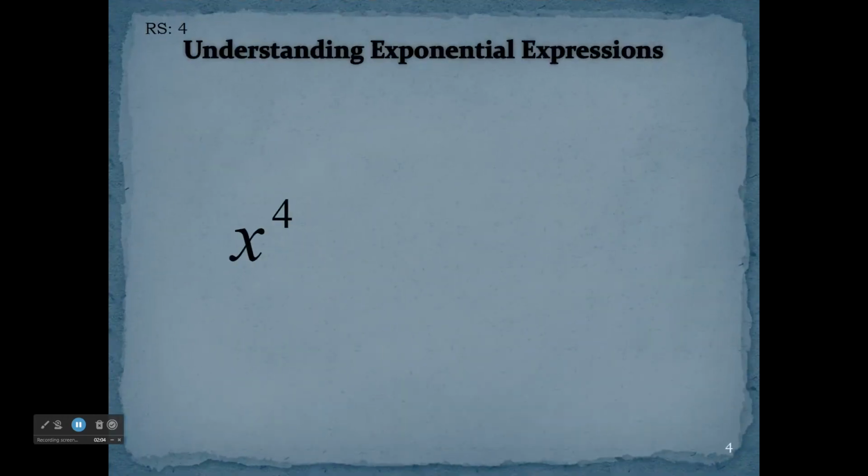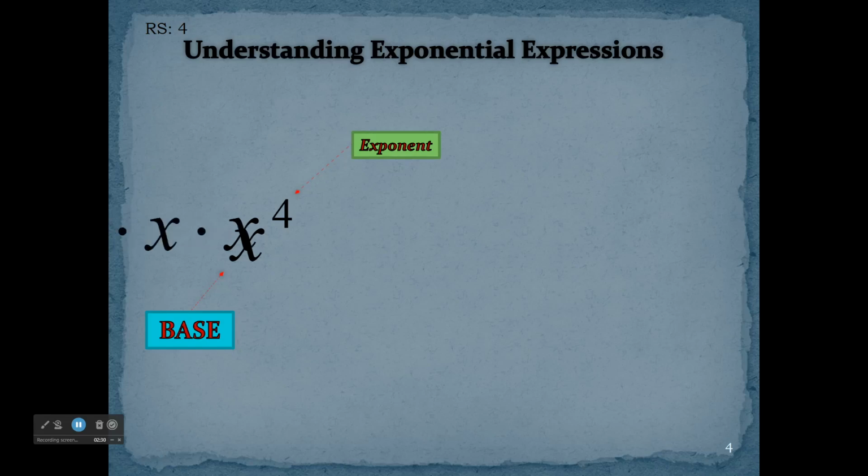X to the 4th power, or x raised to the power of 4. In this example, what is the base? The base is x. In this example, what is the exponent? Well, the exponent is 4. Now the question that I want to ask is, what is the meaning of this? Well, x to the power of 4 means x times itself 4 times.